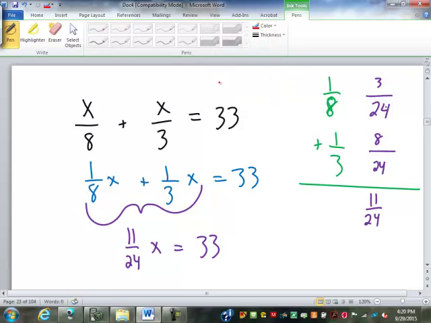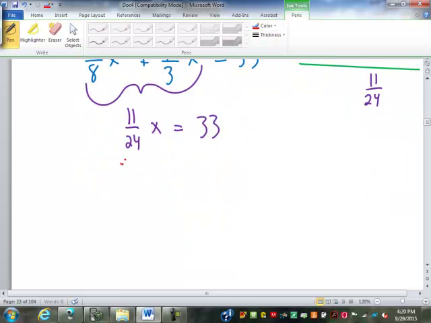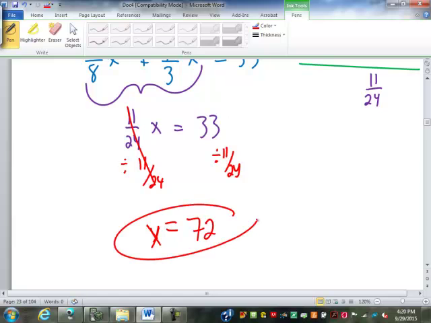And we're going to divide by 11/24. So x equals 33 divided by 11/24, which is 72. How many of you got 72?